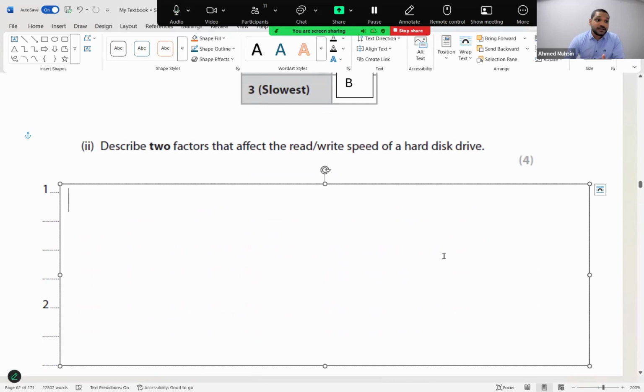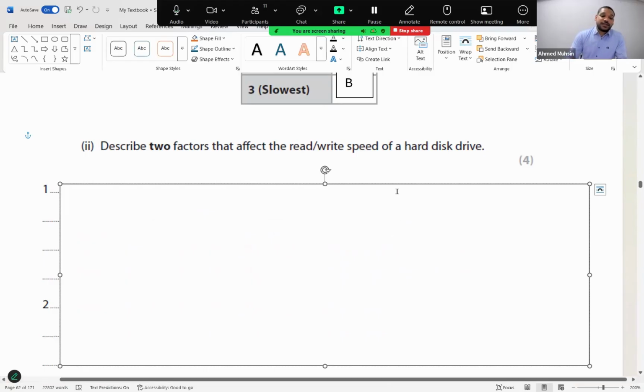RPM of the spindle. Okay. You were going to say that? What were you going to say? Dust. Yeah, read the question.